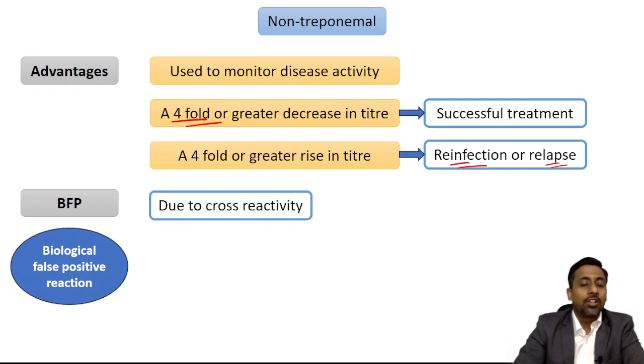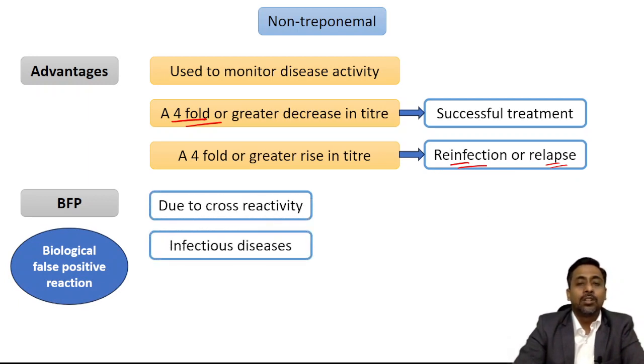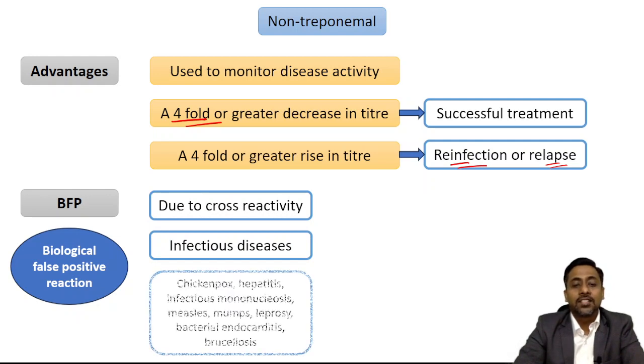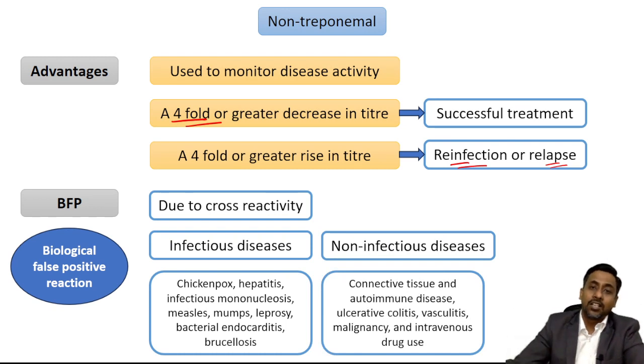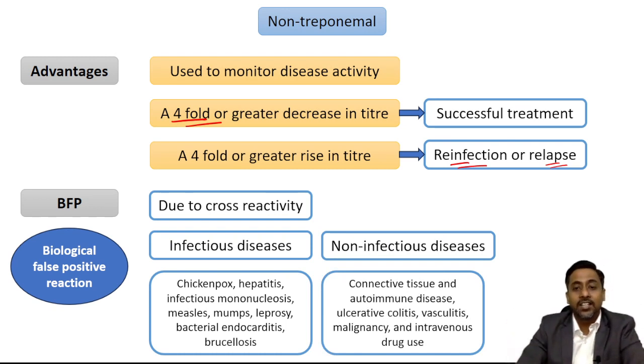So it is due to cross-reactivity, and it may be because of some infectious diseases such as chickenpox, hepatitis, infectious mononucleosis, measles, mumps, leprosy, bacterial enteritis, brucellosis, or it may be due to some non-infectious diseases such as connective tissue disorders, autoimmune diseases, ulcerative colitis, vasculitis, malignancy, and intravenous drug use.